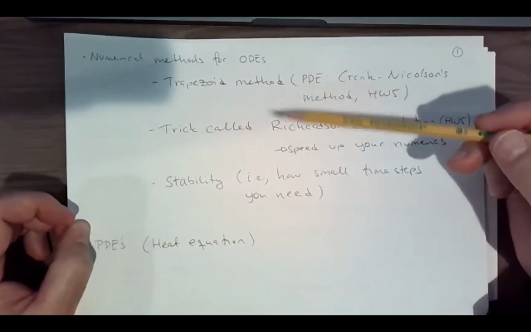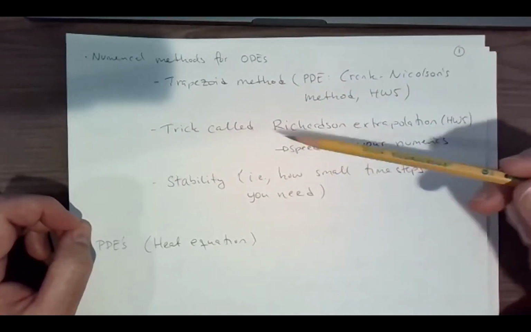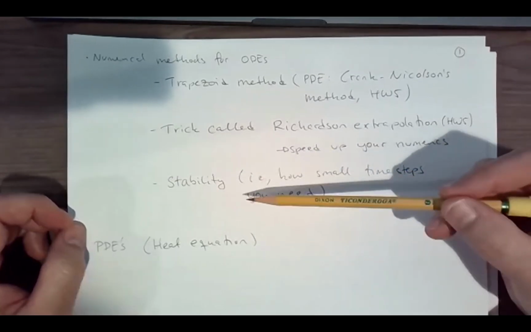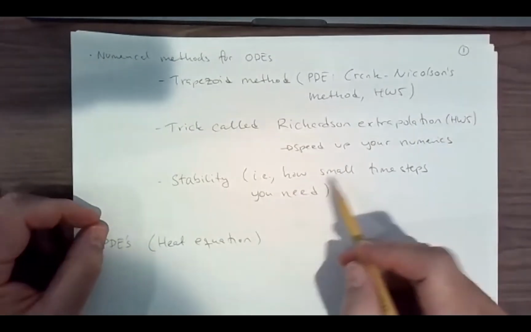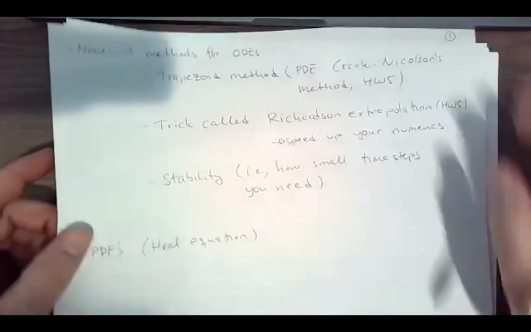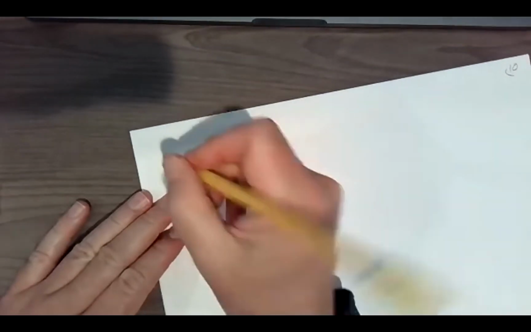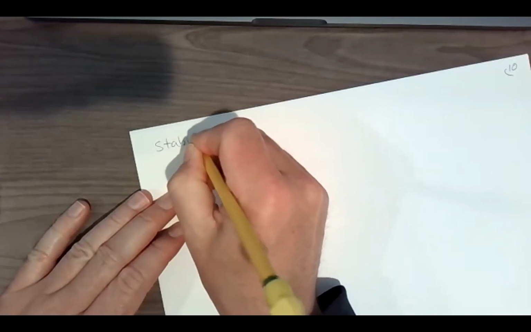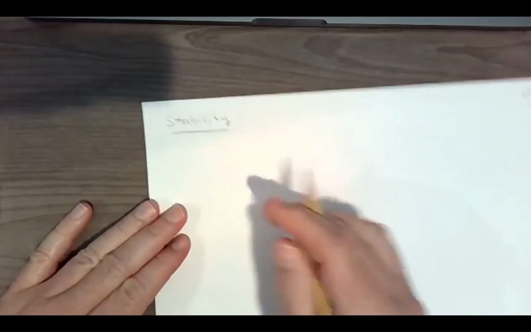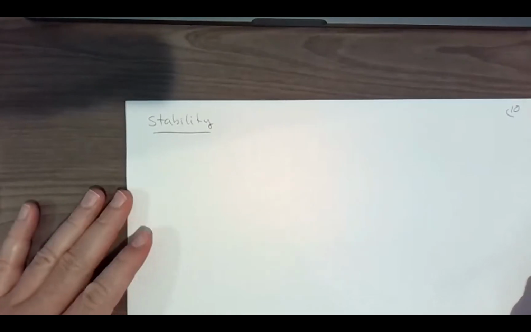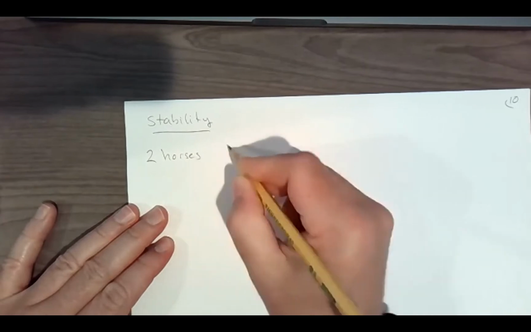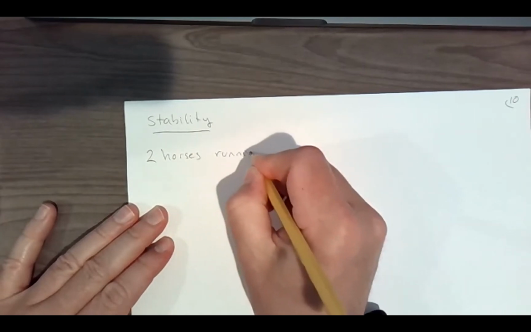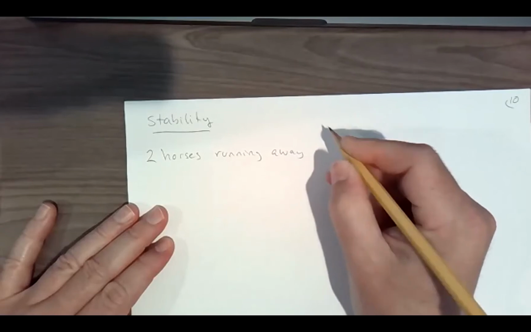So we talked about the trapezoid method, we talked about Richardson extrapolation, and now we're down here at stability. So this has to do with, are these methods stable? Like you have 2 horses, right? As often is the case in life, there are 2 horses running in opposite directions, running away from each other.